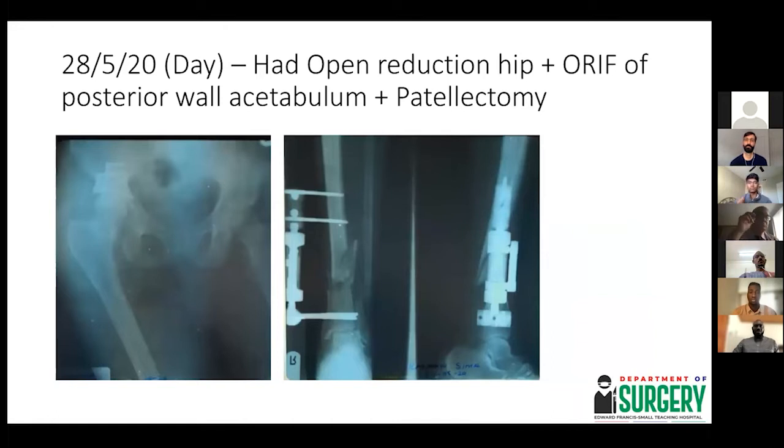So on the 28th of May, almost a month after being in hospital, a plan was then made to do an open reduction of his hip and to fix the posterior wall fragment, which on the CT scan appeared significant in size. And given what his patella looked like, do a patellectomy. So there was a significant delay. I actually wasn't at work. I was bereaved during those days. So that's possibly why there was a long delay between the index surgery and the pelvic surgery.